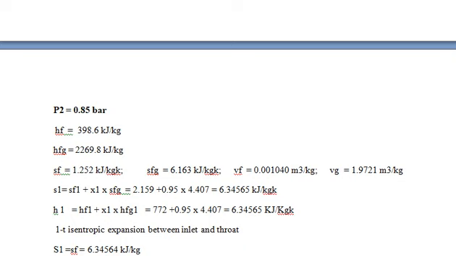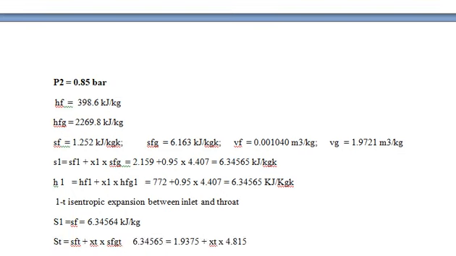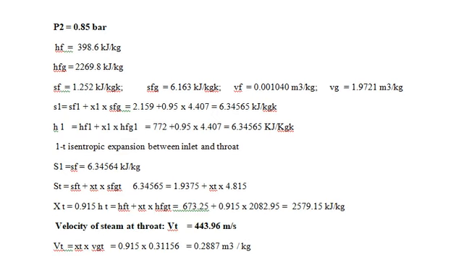Then you have to find out s1. s1 is sf1 plus x1 sfg1. Putting in the values, 2.159 plus 0.95 into 4.407, we get 6.34565 kJ per kg Kelvin. That is the entropy value. Then you find the enthalpy at point 1: h1 equal to hf1 plus x1 hfg1. Putting in the values, 772 plus 0.95 into 2006, we get the enthalpy at point 1.